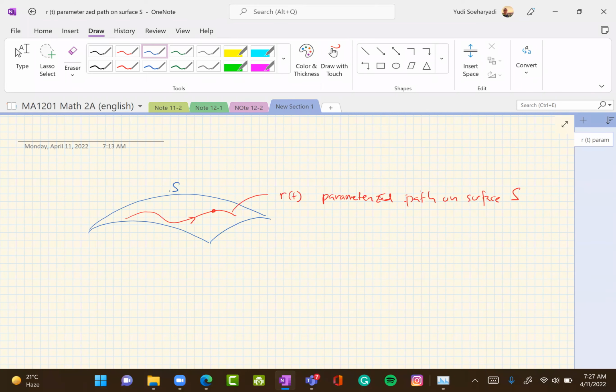Okay, and you know that r of t, r prime of t, gives you the tangent vector of path r. So it looks like something that looks like this one here. So this is r prime of t.